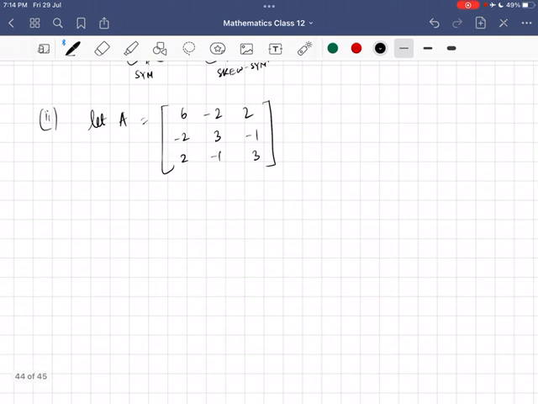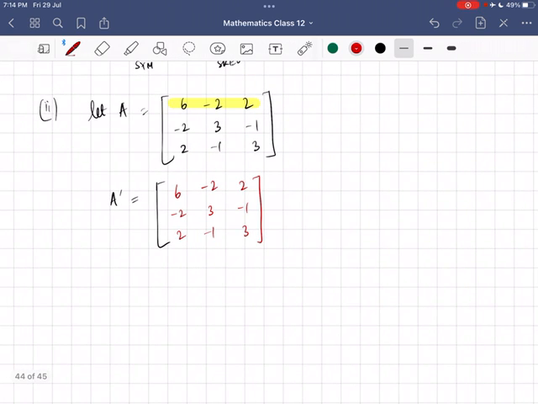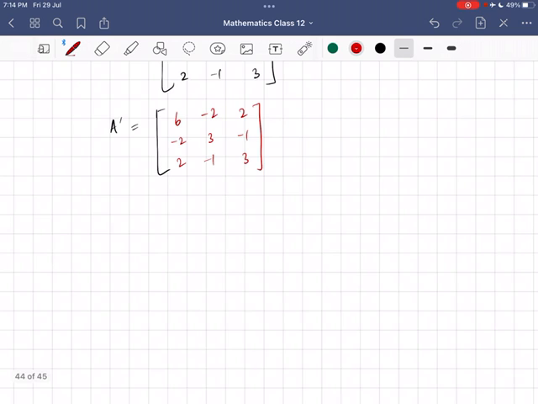A transpose is equal to, so the row becomes the column. It becomes 6, minus 2, 2, then minus 2, 3, minus 1, then 2, minus 1, 3. So this is how it becomes the transpose of A. Therefore, A is equal to half of A plus A transpose plus half of A minus A transpose.